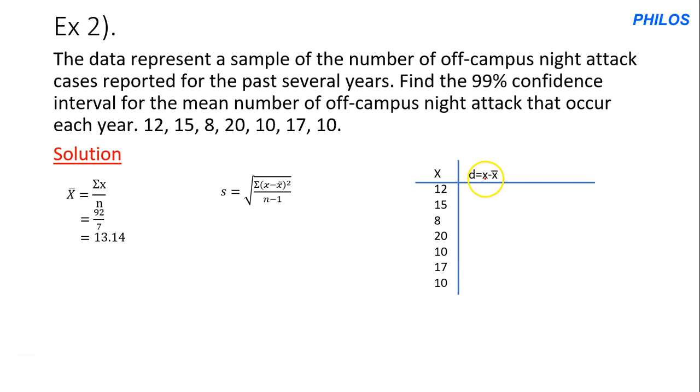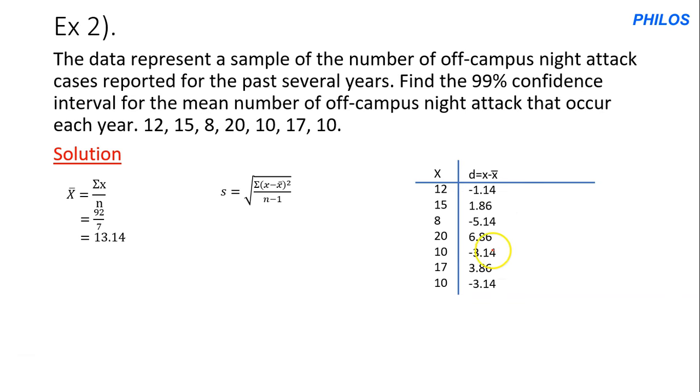So to get x minus x bar, we know our x bar to be 13.14, isn't it? You take the first x value, that is 12. So we say 12 minus 13.14, and that will give us negative 1.14. Then you go to the next one, 15 minus 13.14, you get 1.86. Then 8 minus 13.14, you get negative 5.14. Then 20 minus 13.14, you get positive 6.86. Then 10 minus 13.14, you get negative 3.14. Then 17 minus 13.14, you get 3.86. Then 10 minus 13.14, you get negative 3.14.